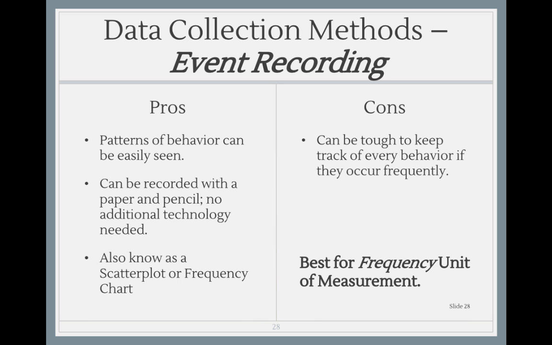Some of the pros to event recording include patterns of behavior can be easily seen. It can be recorded with a paper and pencil and a very simple form. No additional technology is needed. Event recording is also known as a scatter plot or frequency chart. A con of event recording is it can be tough to keep track of every behavior if the behavior occurs frequently. And as mentioned before, event recording data collection is best for the frequency unit of measurement.